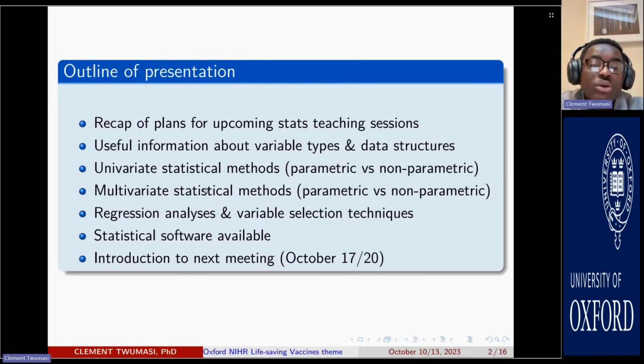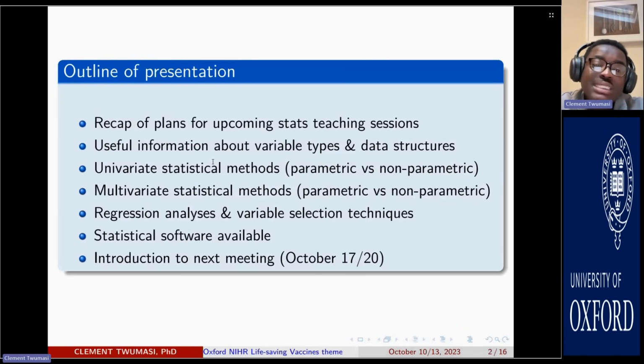I'll also touch on some useful information about variable types and data structures and how relevant they are when it comes to testing hypotheses or doing statistical analysis. I understand that we have different levels of expertise. Some are new to statistical analysis or statistics in general, and some are advanced users. So I'm hoping to get an intersection of the two.